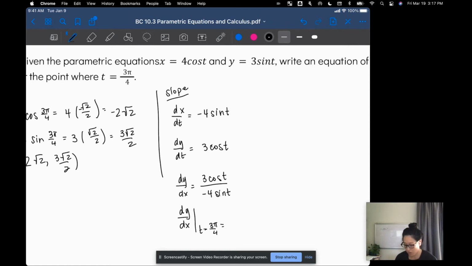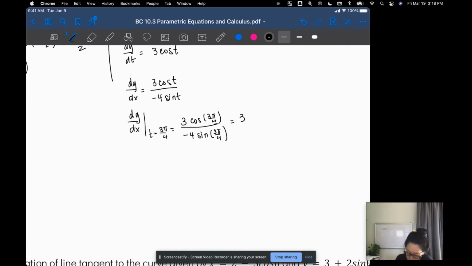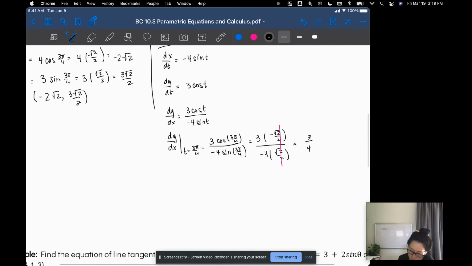So I end up with 3 times cosine of 3π/4 over negative 4 sine of 3π/4. And I get 3 times negative root 2 over 2, over negative 4 times root 2 over 2. And we just do a little simplifying. Okay, check this out. Boom, those cancel. So I get negative 3 over negative 4, which is 3/4. So the slope is 3/4.